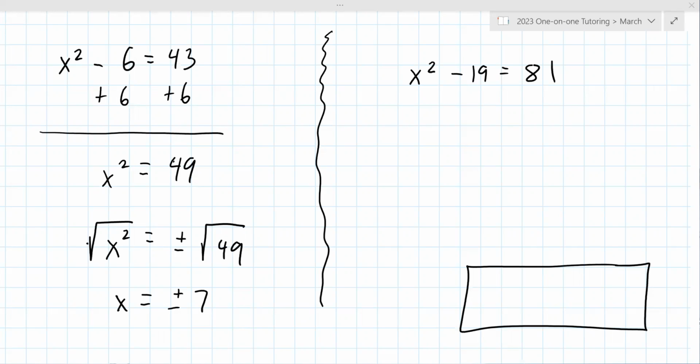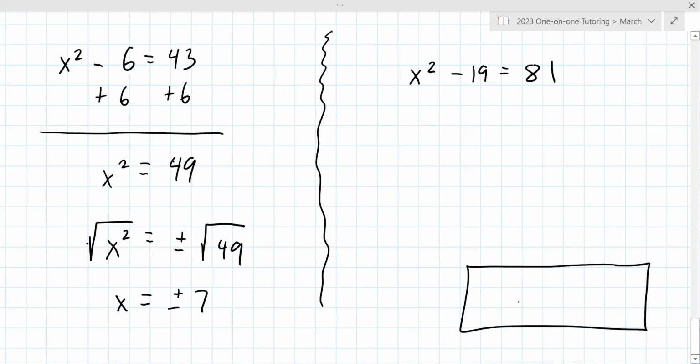And then you get x to the power of 2 equals 100. Okay, keep going. You're on the right track. And then the square root of x to the power of 2 equals plus and minus the square root of 48. I mean square root of 100.